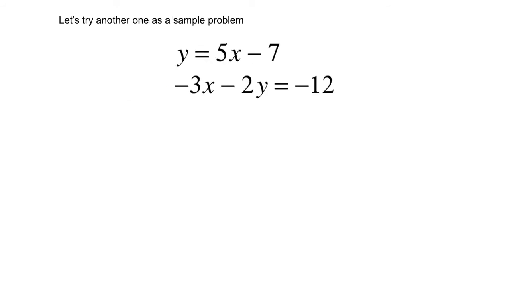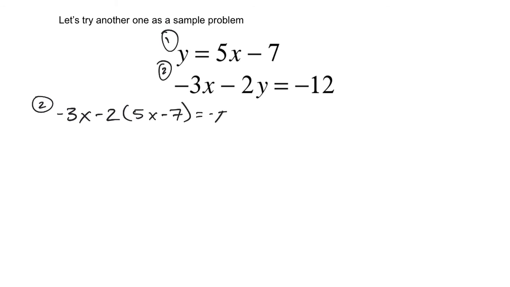It's a sample problem, so make sure you're writing these down. Equation 1: y equals 5x minus 7. Equation 2: negative 3x minus 2y equals negative 12. I'm going to rewrite equation 2 in terms of x, so only x's will appear in my equation. I have negative 2 times y, and in this case y equals 5x minus 7, so negative 2 times the quantity 5x minus 7, and it equals negative 12.